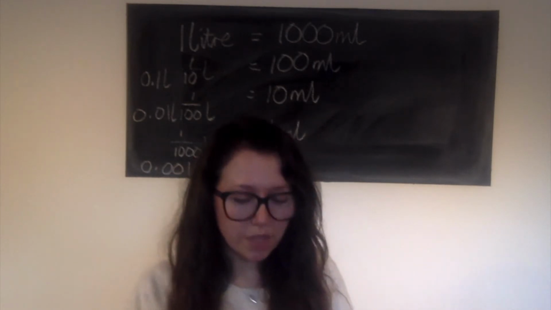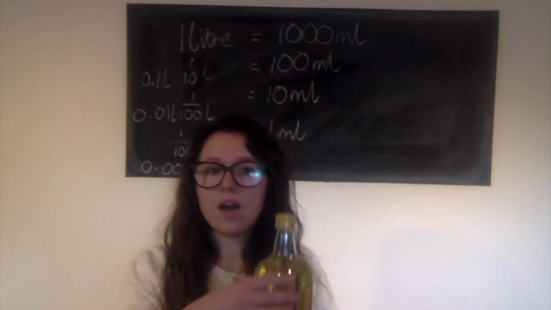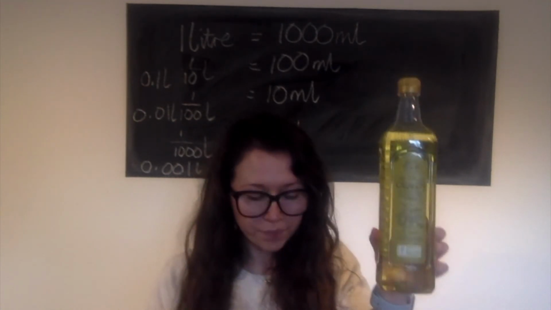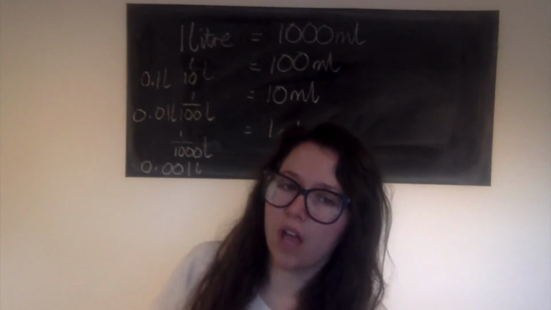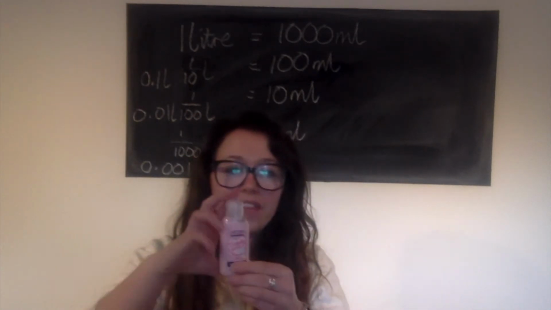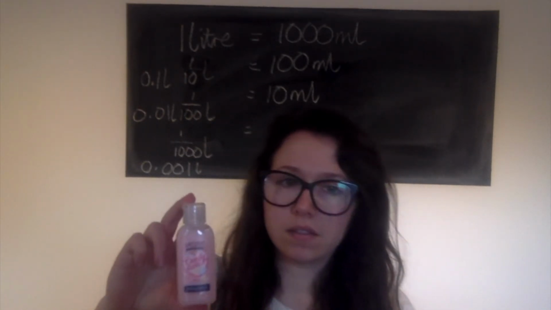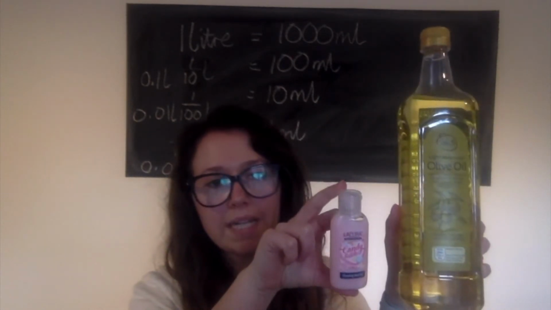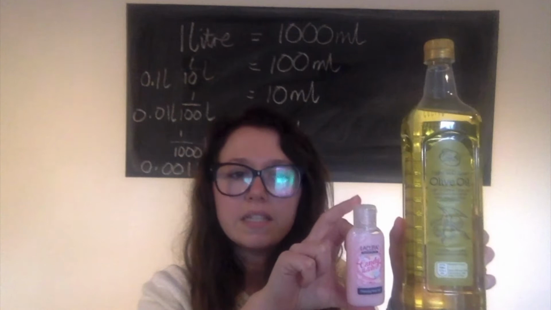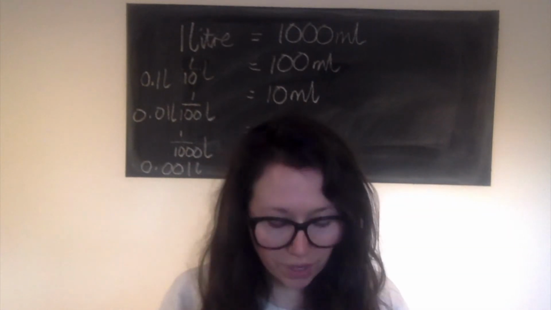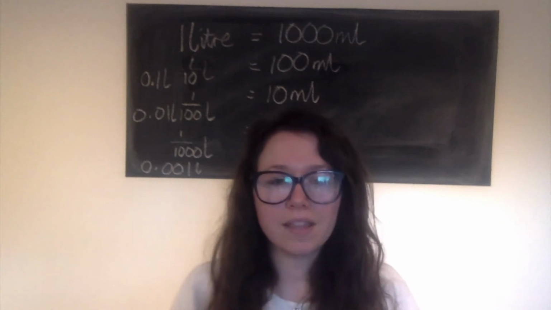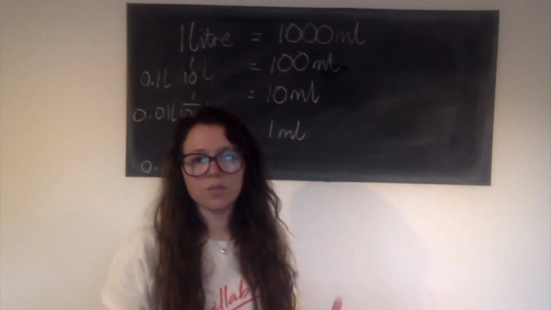I found two things. So I found a litre of olive oil, so let's have a look at how much that is. That's quite a lot of olive oil. And then, quite topical, I found a little hand sanitizer, and this was 50 millilitres. Okay, so you can see the massive size difference between something that's 1 litre and something that's 50 millilitres. Okay, see what you can find. I'd love to know. If you can send any pictures of things that you found or measured, please send them to our email address. Let's get back to our conversions.